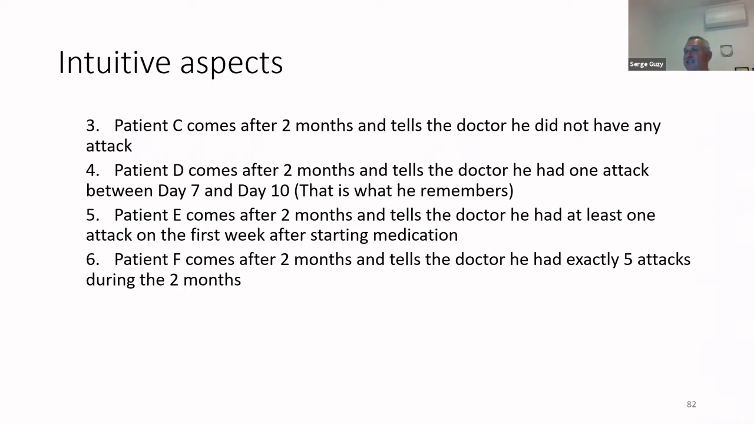The fourth scenario is very similar to what we just talked about with count data. It's also a kind of count data. Patient D comes after 2 months and tells the doctor he had one attack between day 7 and day 10. In the previous case, he started at 0, and then after 2 months he got one attack. Then you know that it was interval censor, it's a count data, but you know that in 2 months he got one attack. Here it's exactly the same thing, except that you have more precision about when it happened. It happened between day 7 and day 10.